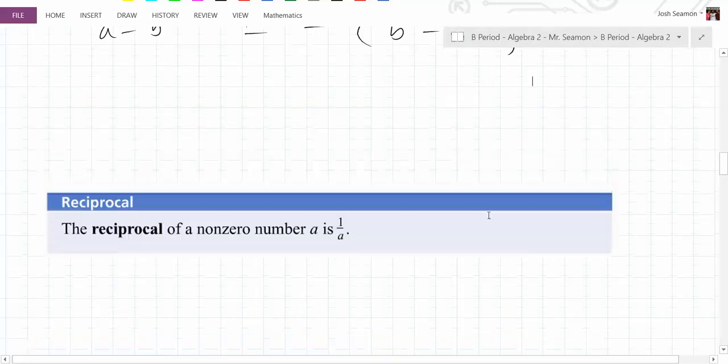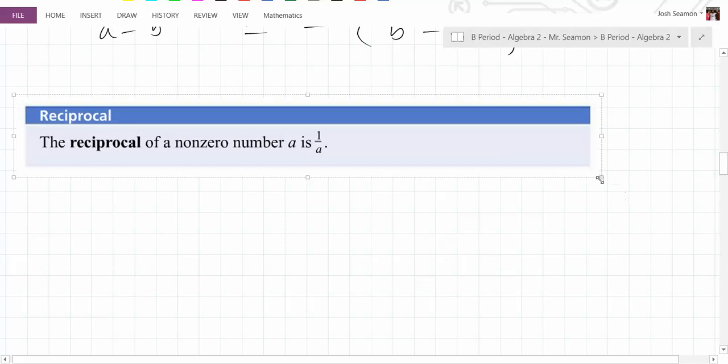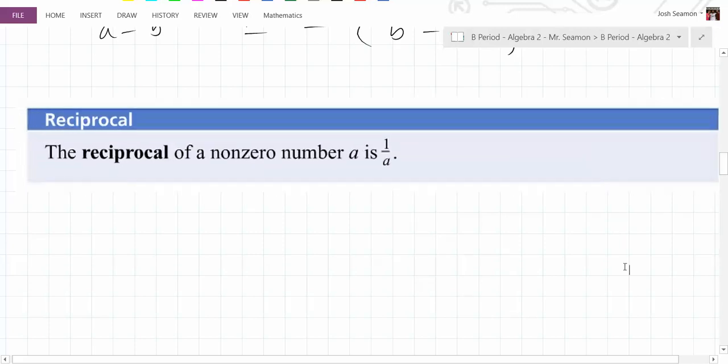Here's a concept that you've seen before. Reciprocal. The reciprocal of a non-zero number, a, is 1 over a. Why can't it be 0? Because 1 over 0 doesn't exist. It's undefined. You don't like dividing by 0. The world ends, black hole forms, and we're all very unhappy.